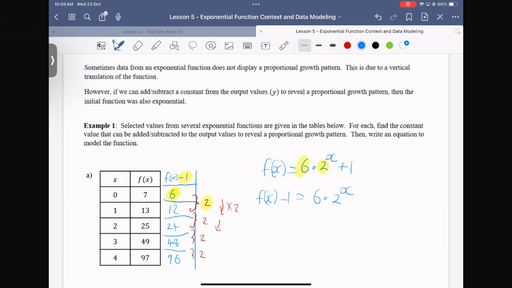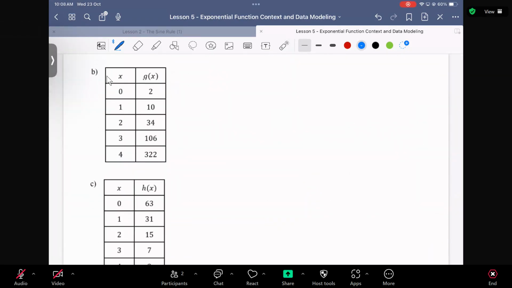You want to have a go at an example or two? Have a go at these two. I'll just pause the video a minute for you.